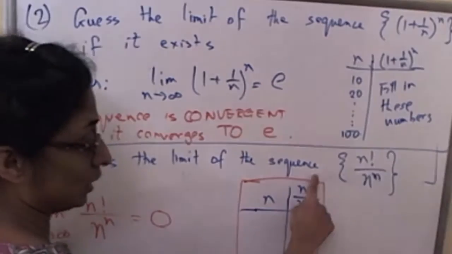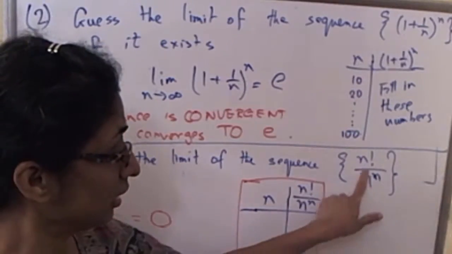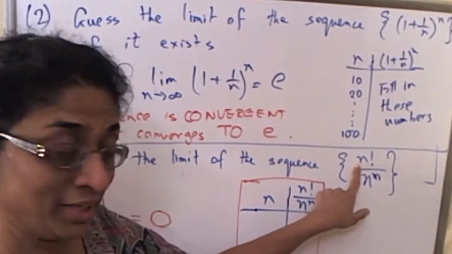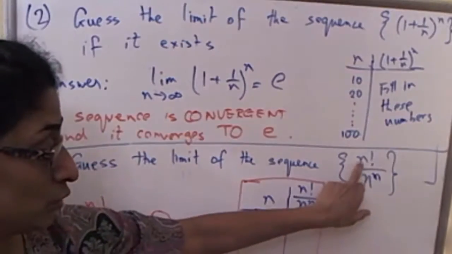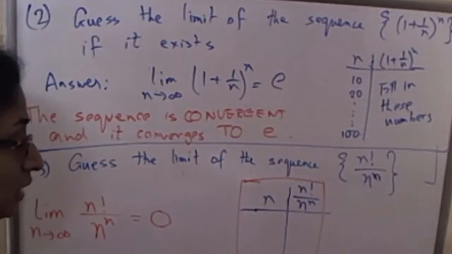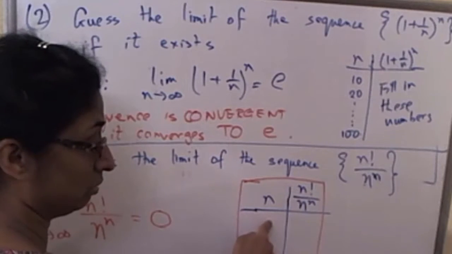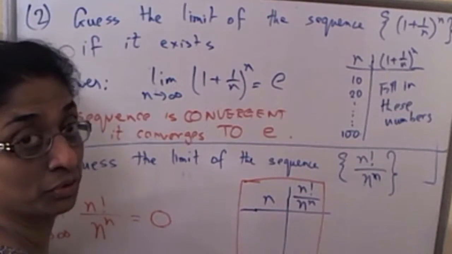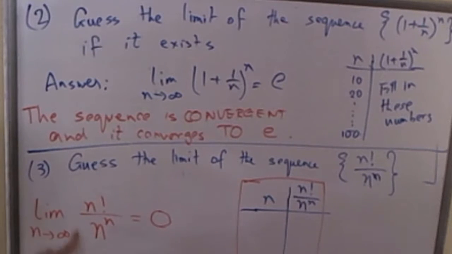And here's another example. Guess the limit of this sequence, n factorial over n to the n. Again, a reminder, n is coming from the set of natural numbers. So n is 1, 2, 3, 4, and so on. And for each value that you put, you get your elements of your sequence. Once again, create your table of values. Here you can pick 1, 2, 3, 4, 5, 6, the first few, and pretty soon you'll see a pattern. Pretty soon you'll see the limit of n factorial over n to the n as n approaches infinity is 0.